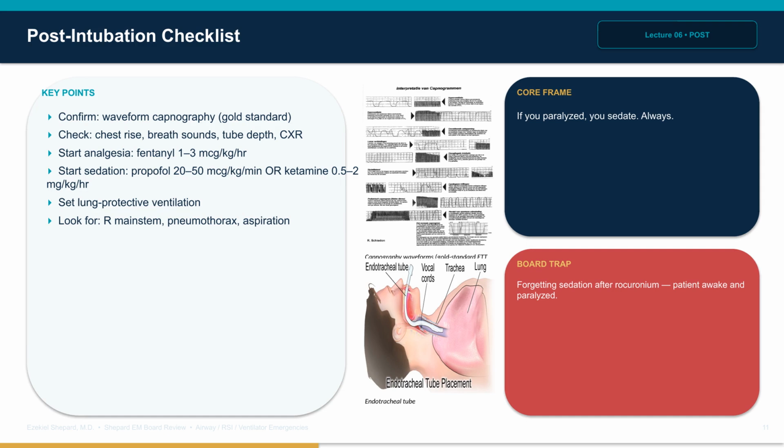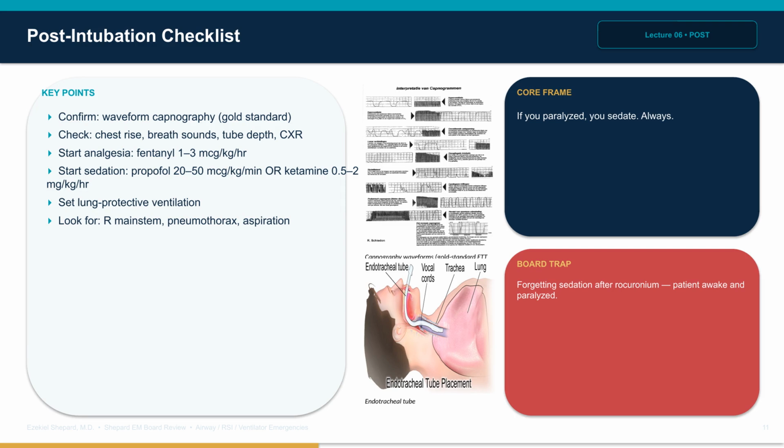Fentanyl 1 to 3 micrograms per kilogram per hour for analgesia, propofol 20 to 50 micrograms per kilogram per minute, or ketamine 0.5 to 2 milligrams per kilogram per hour for sedation. Set lung protective ventilation. Reassess blood pressure and oxygenation. Then look for complications: right mainstem intubation, pneumothorax, and aspiration.